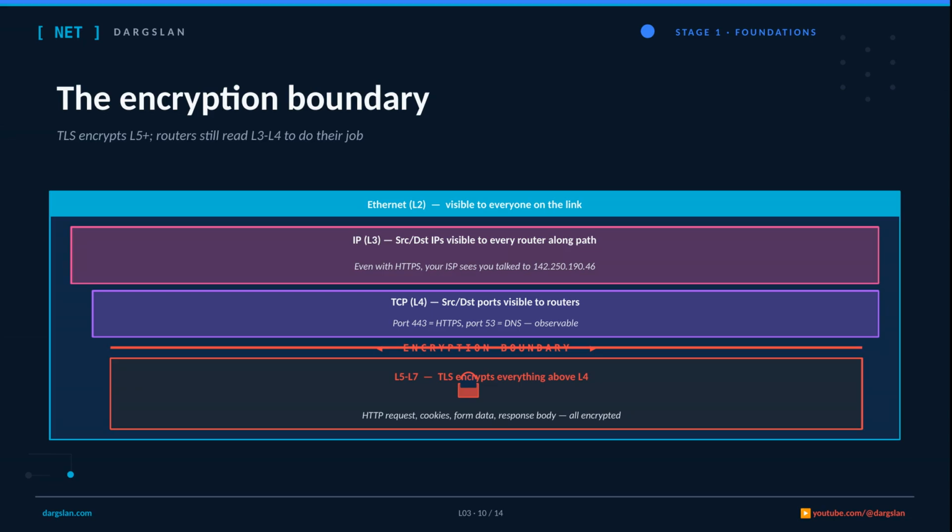So even with HTTPS, your ISP still sees that you talk to 142.250.190.46 on port 443. The contents are private. The conversation itself is not.